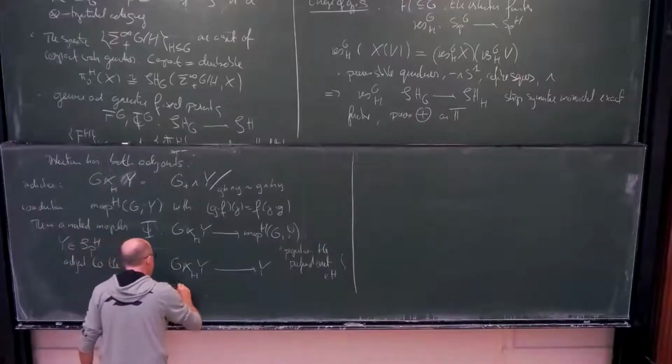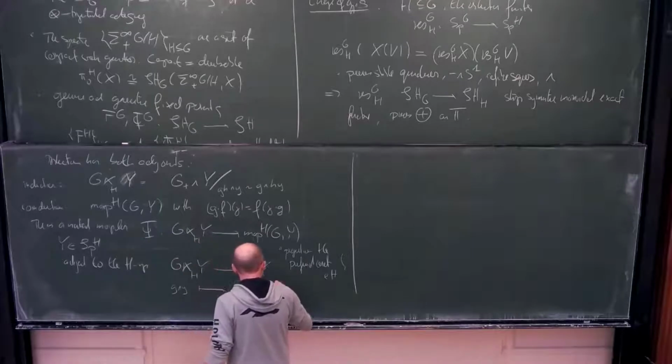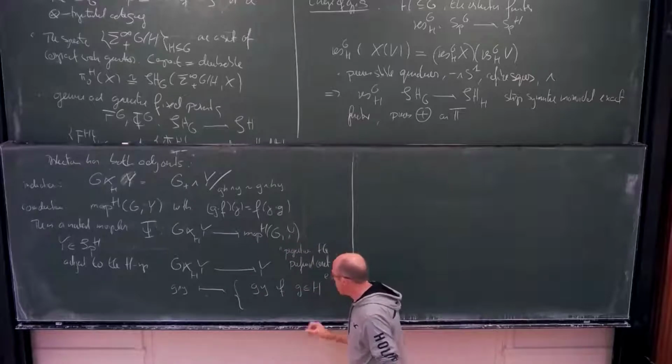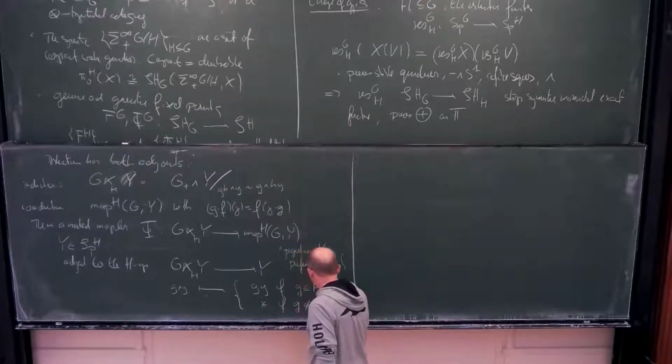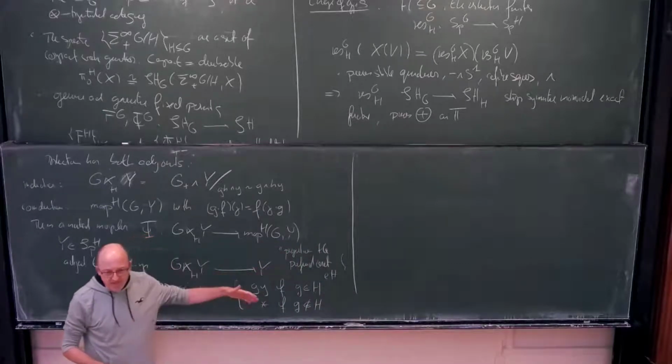So we do this, and element g smash y, we send this to g acting on y, if g is in H. So we start with only an H spectrum, and otherwise we send it to the base point. And this is of course not a G-equivariant map. Well, we didn't even have a G actually here. It's only an H-equivariant map.